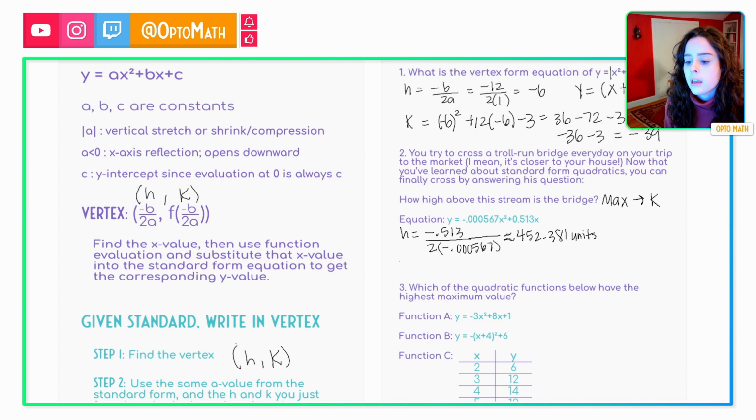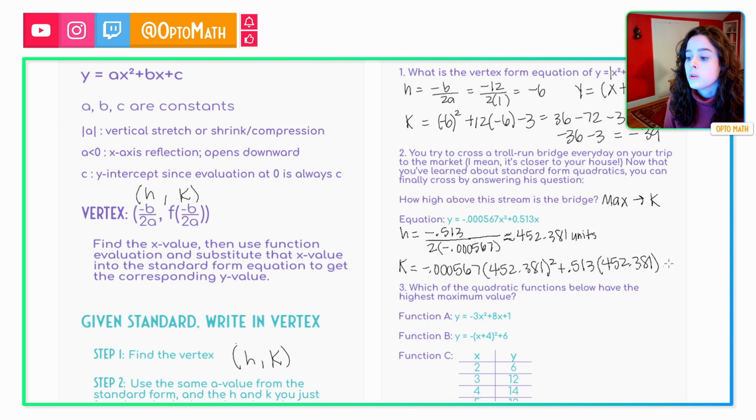So now let's find our k. We're going to take this h value and substitute it for x into our original equation. So negative 0.000567 times 452.381 squared plus 0.513 times 452.381. You could type this directly into your calculator if you'd like instead of writing it out, but just for the sake of doing this problem, for us to see all the steps, I'm writing it out.